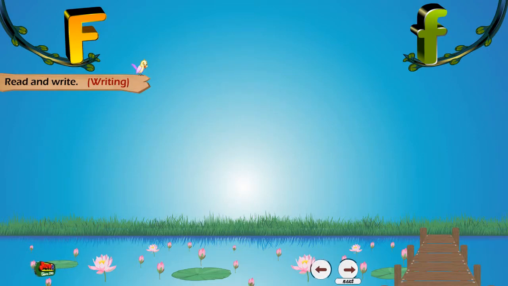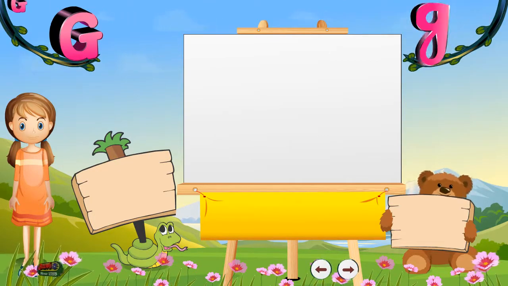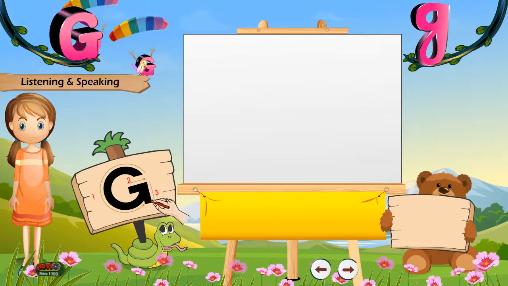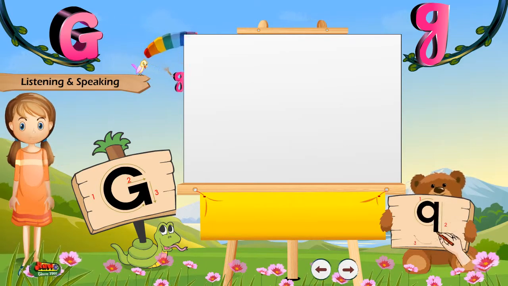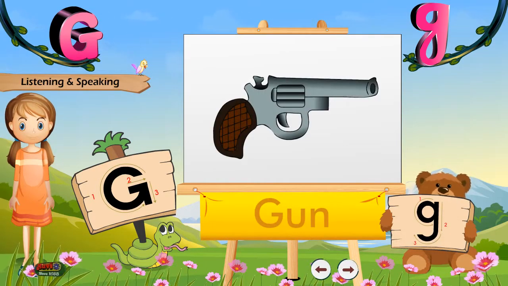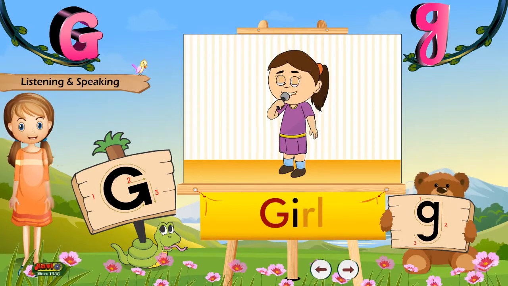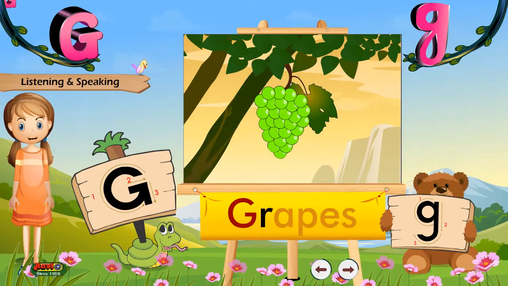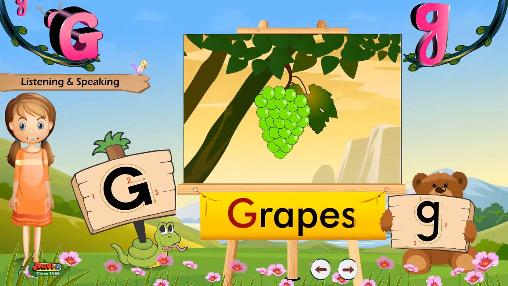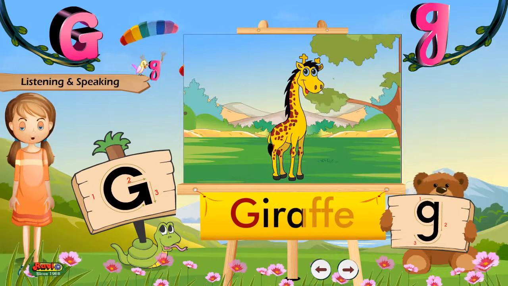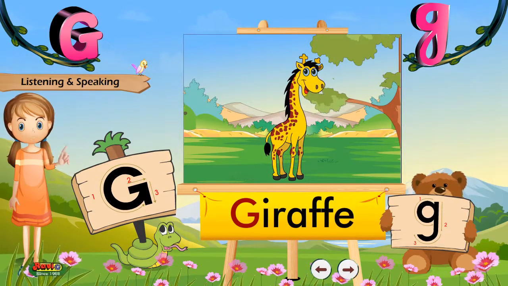Read and write. Writing. Listening and speaking. Capital letter G. Small letter G. Gun. G, U, N. Gun. Girl. G, I, R, L. Girl. Grapes. G, R, A, P, E, S. Grapes. Giraffe. G, I, R, A, F, F, E. Giraffe.